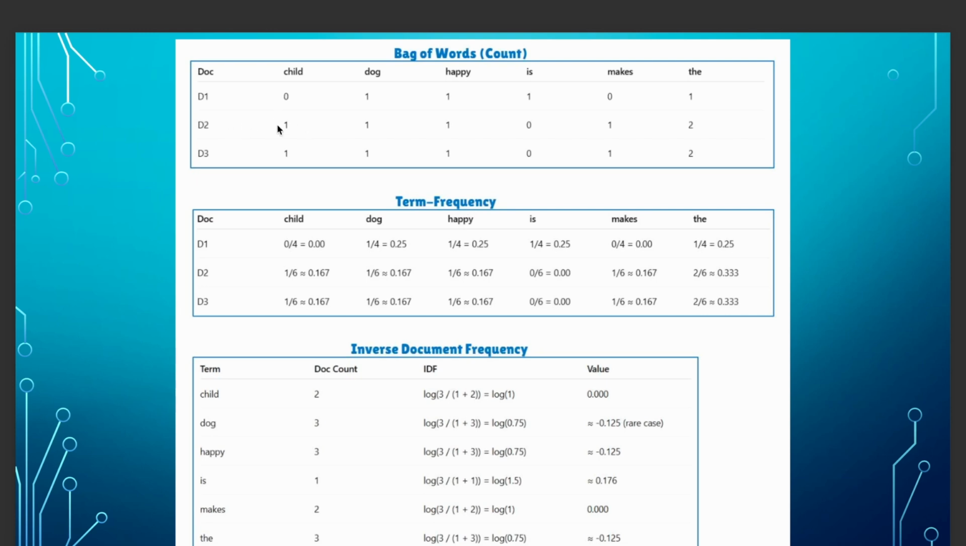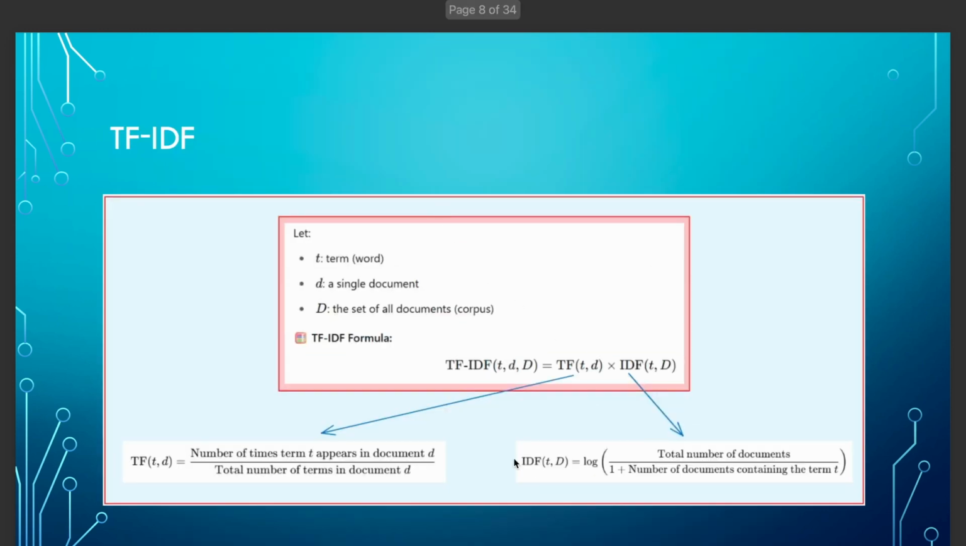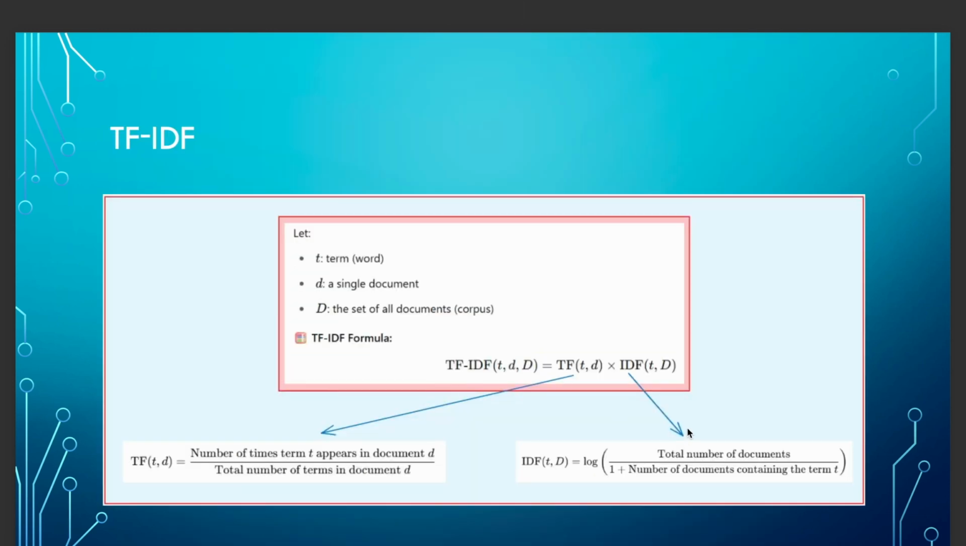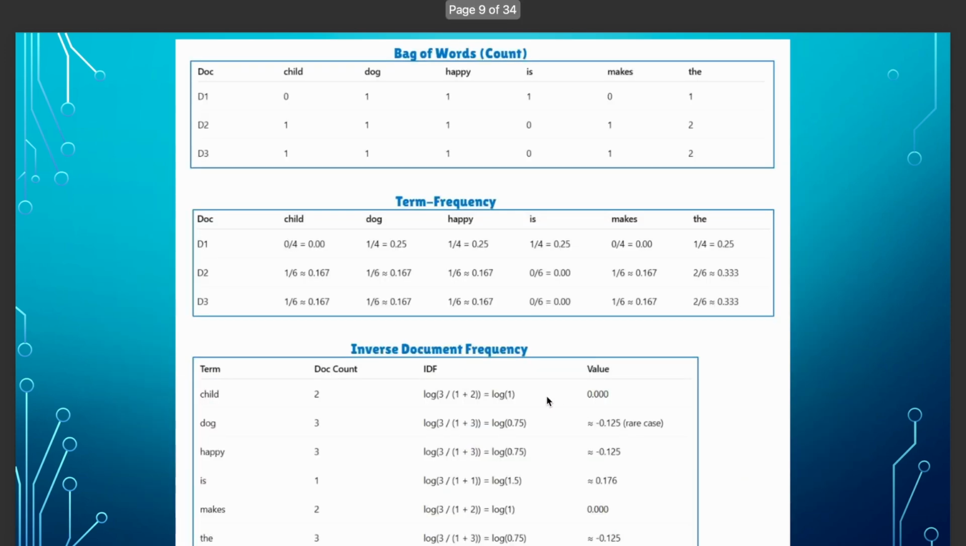Similarly for d2, we take the sum of the d2 and divide each of the elements in d2 by the sum. So this is the term frequency. Okay, so we have two terms, term frequency and then the IDF. The IDF, or the inverse document frequency, is calculated by counting the number of documents and the number of documents containing the term T. So the number of documents will remain the same, and for each of the terms you'll have to calculate the IDF.